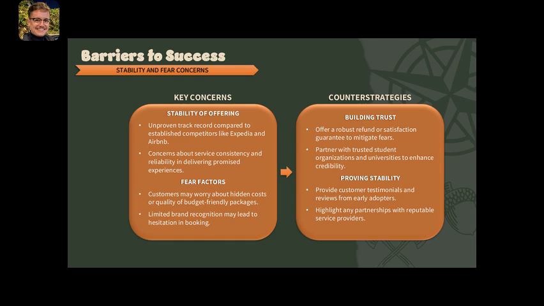To counter these concerns, we plan to emphasize trust-building initiatives. For instance, offering a satisfaction guarantee or refund policy can help alleviate fears. Testimonials and early adopter reviews will serve as social proof of our service reliability. Partnerships with trusted universities and organizations will lend us credibility and ensure stability. Together, these strategies are designed to strengthen customer confidence in our offerings.